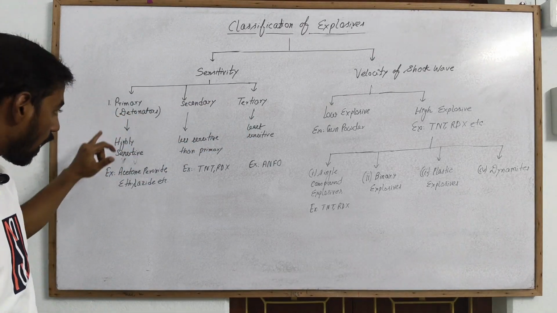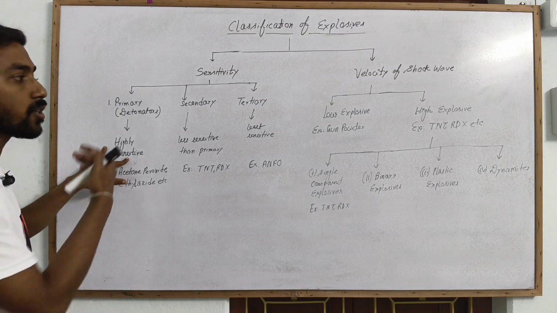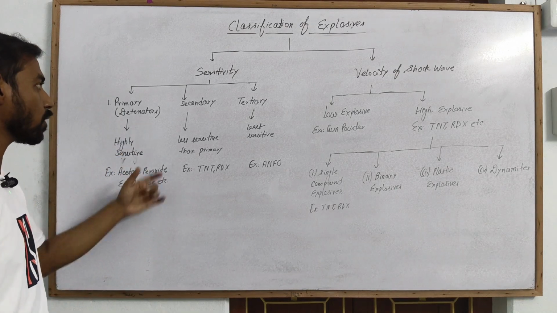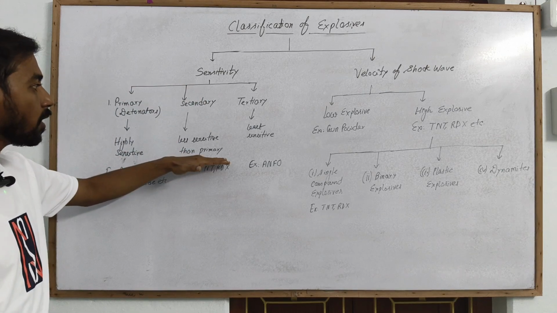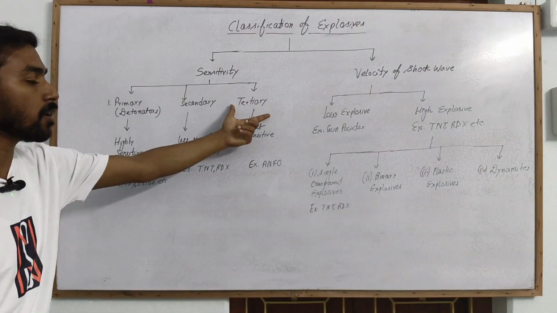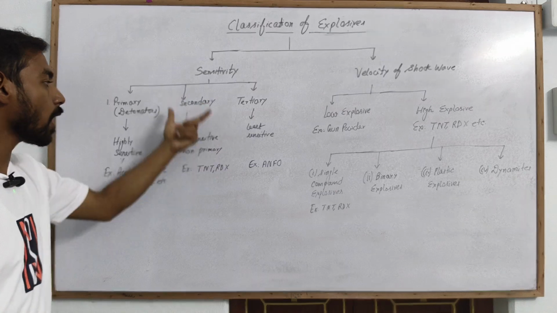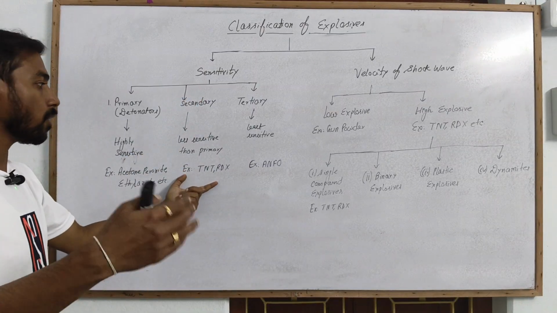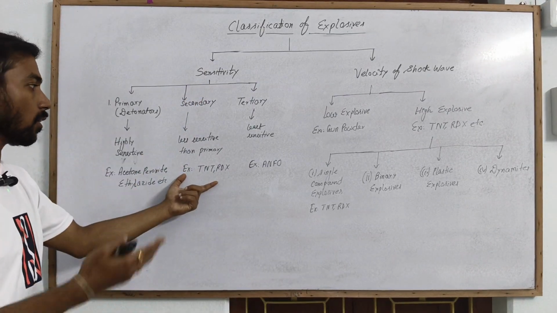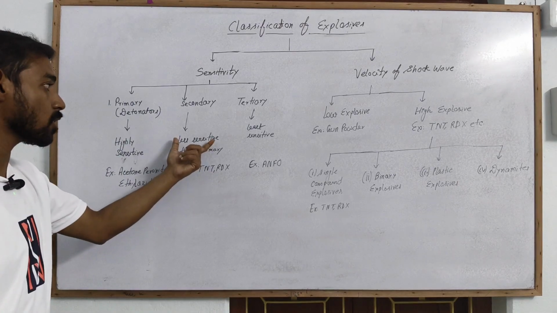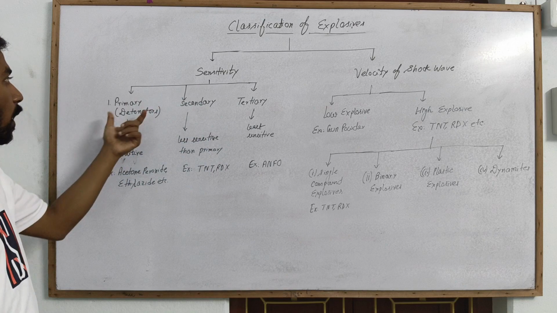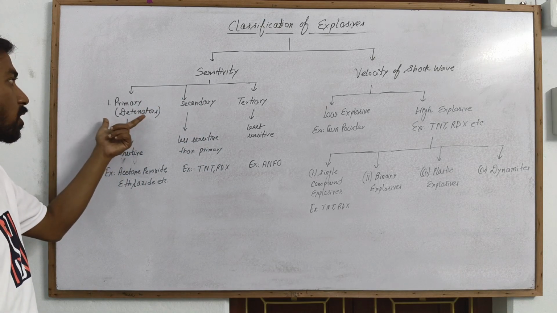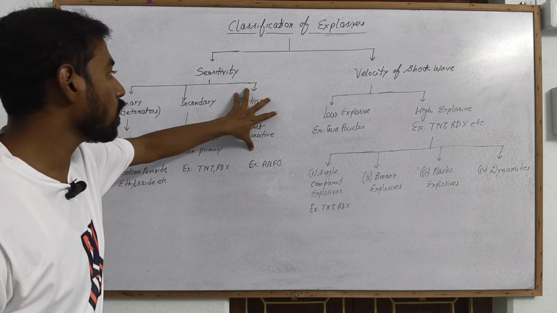Primary is highly sensitive, so therefore they are used as detonators. Common examples are this one. Then secondary is comparatively less sensitive than primary, but more sensitive than tertiary. So they can be used in different applications, but these can be triggered by a small application of primary explosives or detonators.